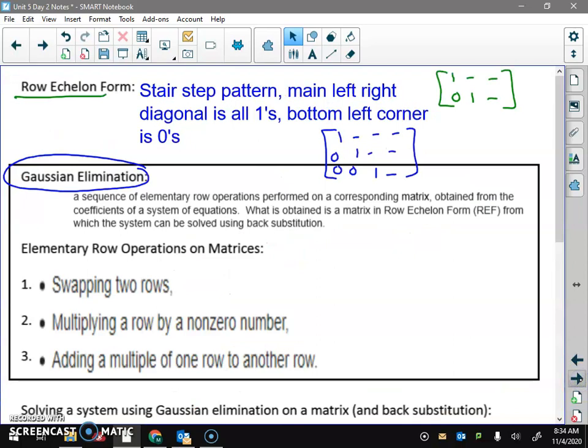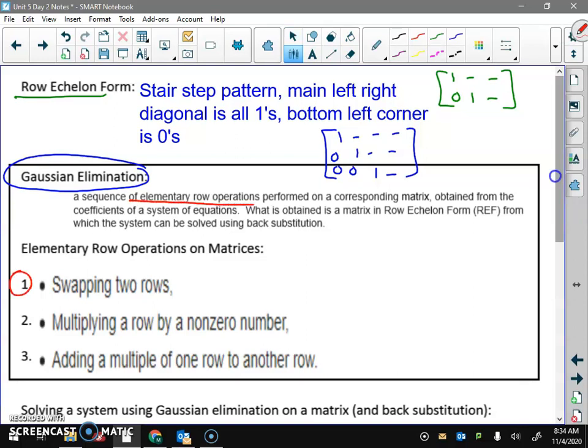All right, so let's take a look at this. We want to use the process of Gaussian elimination. We want to get a matrix in a row echelon form so we can solve it, okay? And the only 3 things you can do when it says elementary row operations are these 3 right here. The only things you can do to a matrix to manipulate it, to get it into REF, by the way, that's a shorthand for row echelon form.